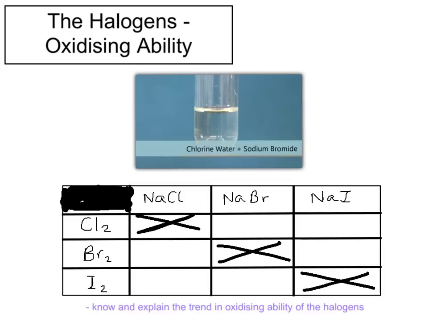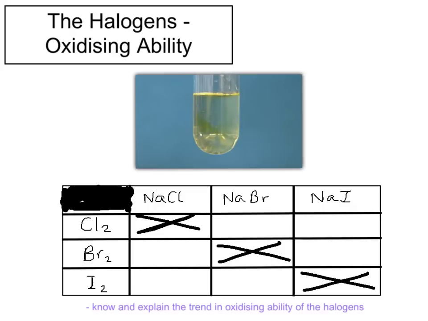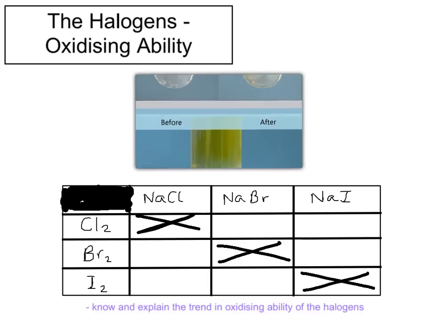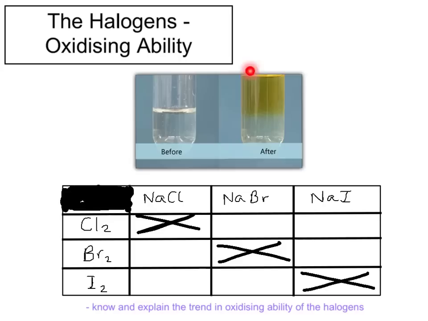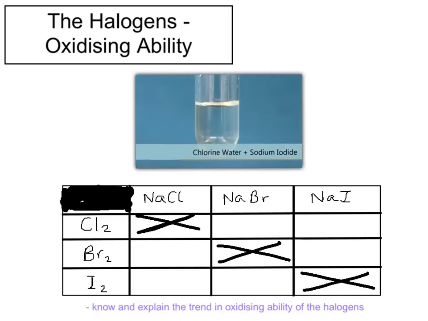So the first one we're looking at is sodium bromide plus chlorine water. And when the chlorine water is added, you can see there's a discoloration of the sodium bromide, and so that means a reaction is happening. So if you look at the before and after pictures, which will come up in a second, you can see there's clearly a discoloration, and that's the bromine coming out there, being displaced. So we can say there is a reaction there.